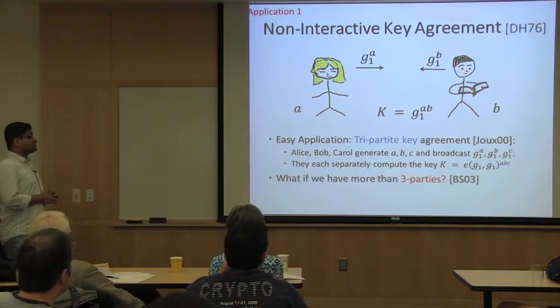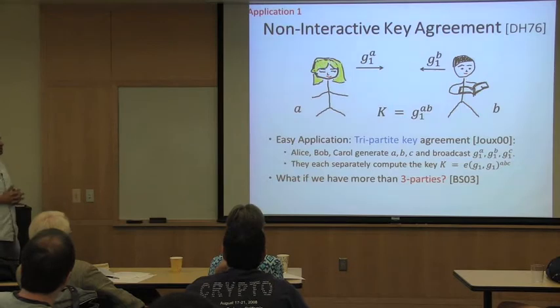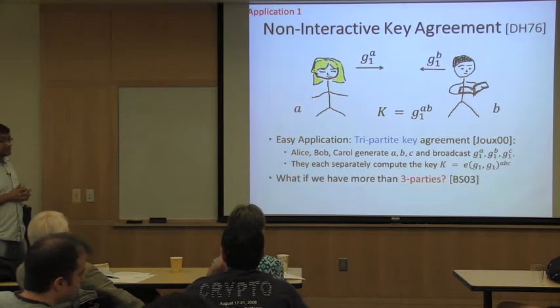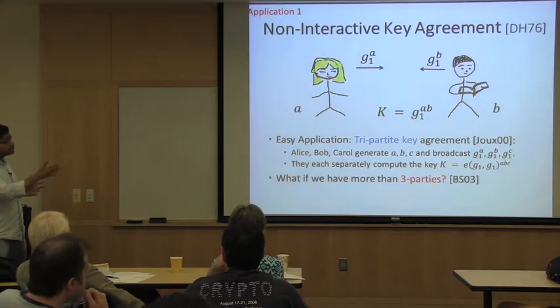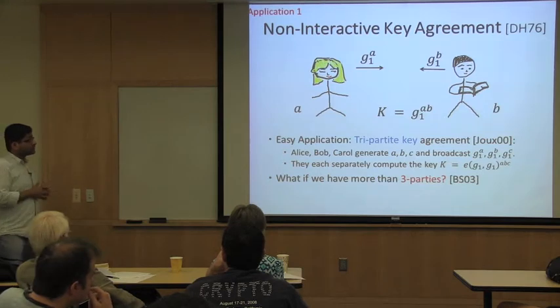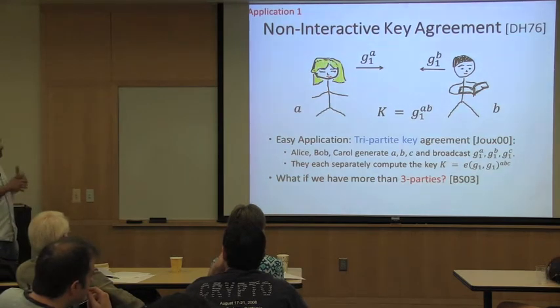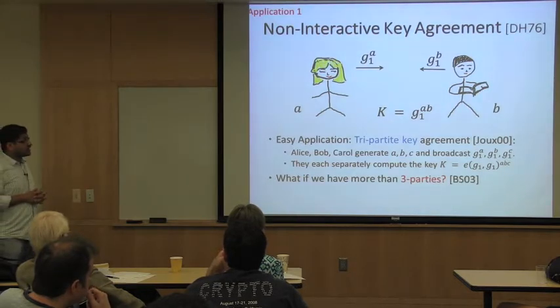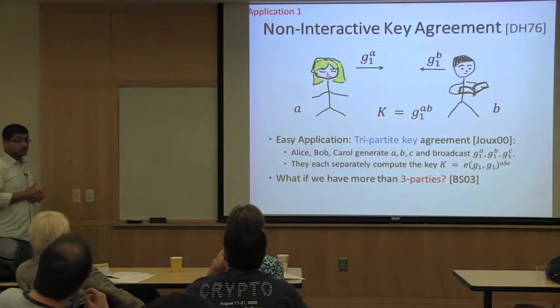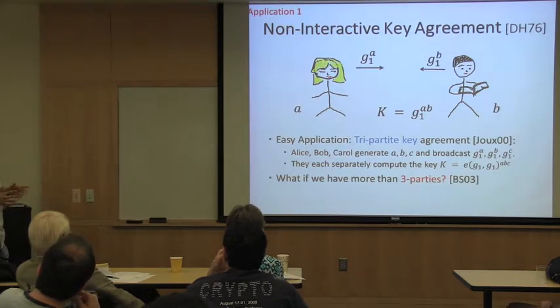So what if we had more than 3 parties? The protocol that I just described can be extended to a setting of multiple parties if you had multilinear maps. And this is due to Boneh and Silverberg. In their paper, they showed that if you had multilinear maps, you could do this for more than 3 parties, and you could realize a lot of other applications. But they showed that it should be hard to realize multilinear maps, at least from the techniques that we know, which are used to realize bilinear maps.